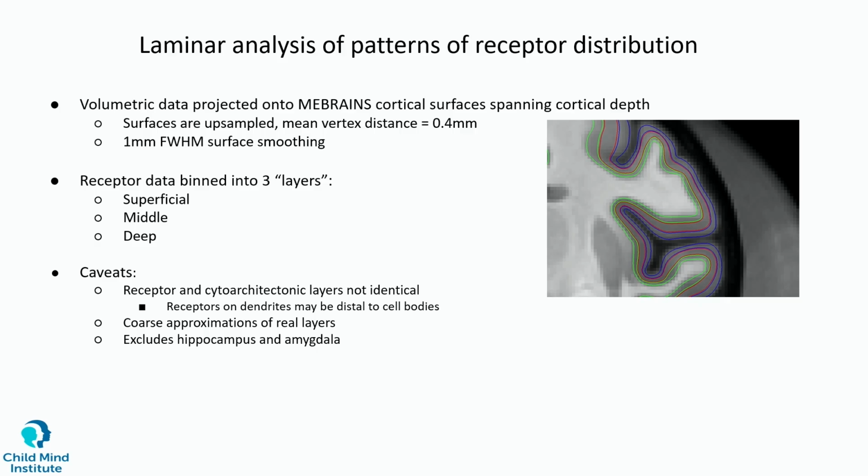So now that we have the volumes, we can begin to analyze it. And the approach we've taken so far is to project the volumetric data onto cortical surfaces spanning the depth of the cortex. And then we bin these layers into 3 pseudo layers, superficial, middle, deep, each covering a third of the cortical depth. So a big caveat here is that these are not identical to cytoarchitectonic layers or even chemoarchitectonic layers. They're just a coarse approximation, but they're still useful to get us off the ground.